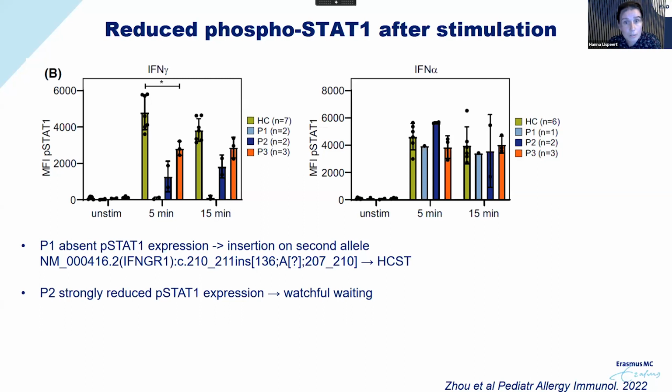In patient 2, we were not sure what the effect of these 2 variants was on the signaling. If you look at the dark blue bars, you see that the phosphorylation of STAT1 in this patient was strongly affected, but we could still see some signaling after stimulation with interferon gamma, and the stimulation with interferon alpha was normal in this patient. So there was a strong reduction, but there was still activity, and therefore it was decided to go for watchful waiting.